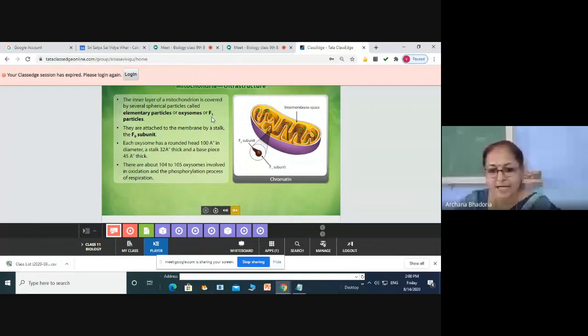Now inside the mitochondria, can you see here the matrix is filled. This matrix contains the genetic material, that is DNA, and ribosomes. So write it quickly, everyone.